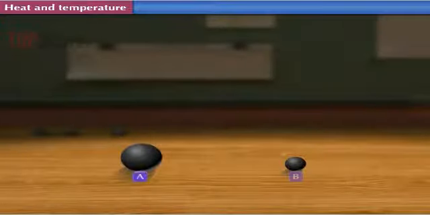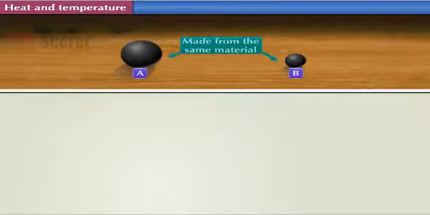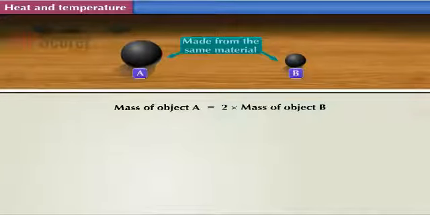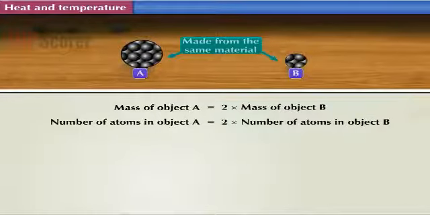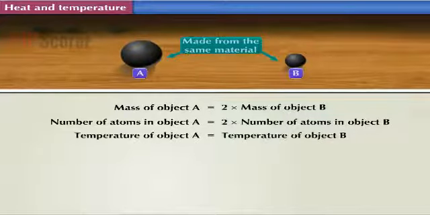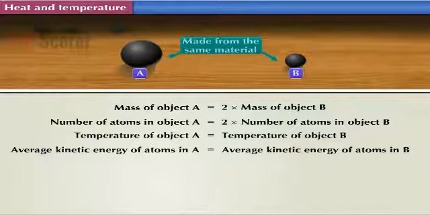Suppose A and B are two objects made from the same material, and the mass of object A is twice the mass of object B. This means that the number of atoms in object A is twice the number of atoms in object B. Suppose the temperature of both the objects is the same, that is, the average kinetic energy of atoms in A is same as that in B.